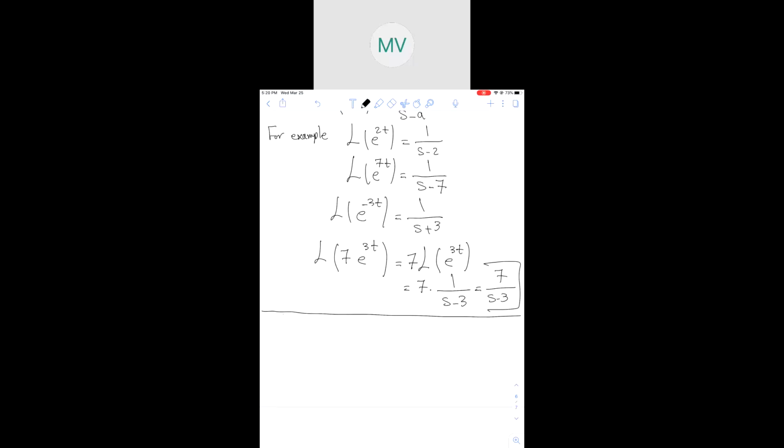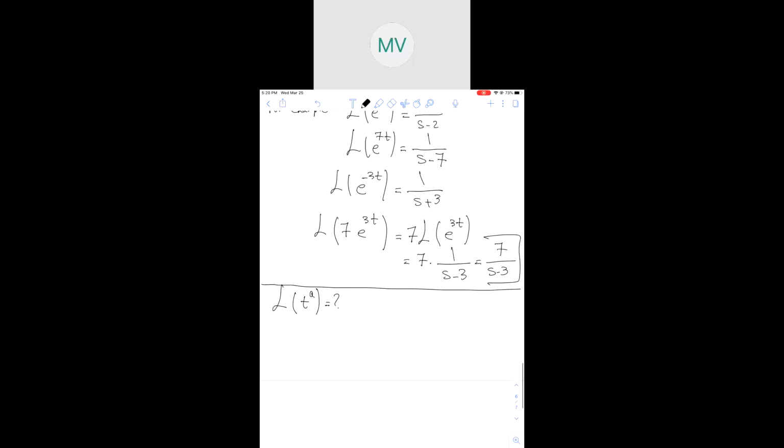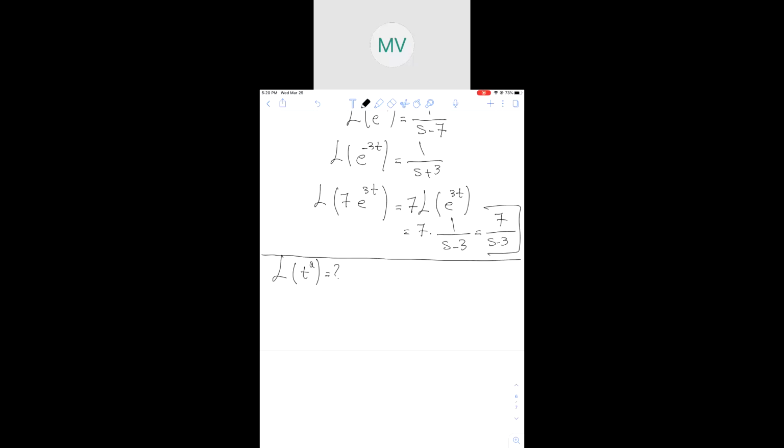Before continuing, let me tell you, the next one I'm going to find is the Laplace of a power function. So in general, I want to find this guy. But before that, let me define the function and let's play with it a little bit. The function I'm going to define is called the gamma function.